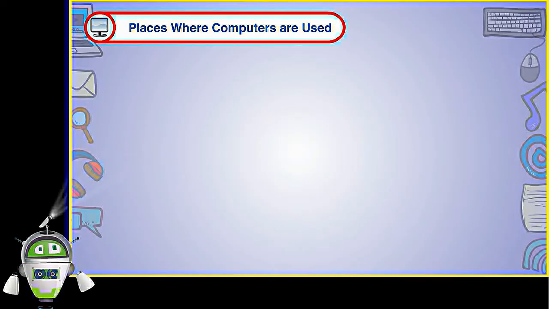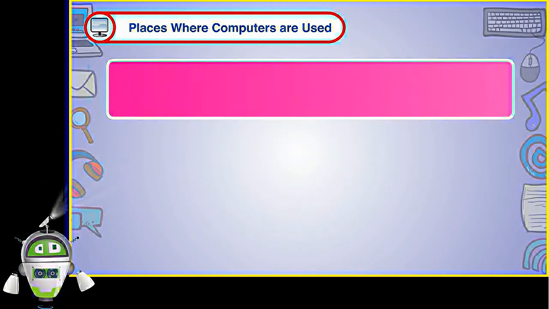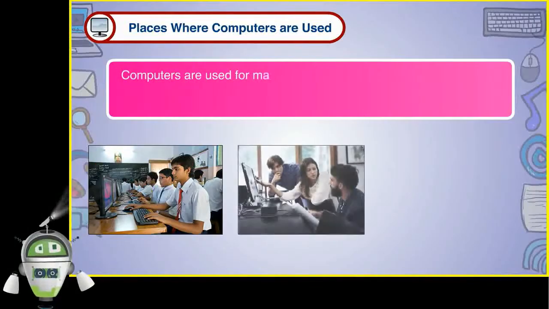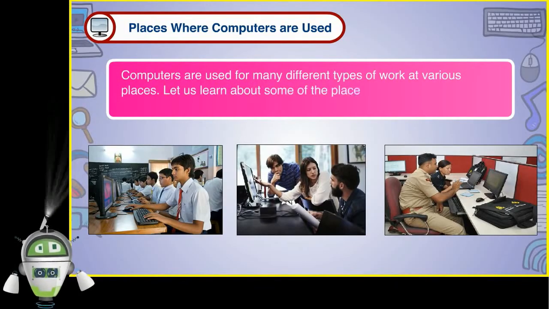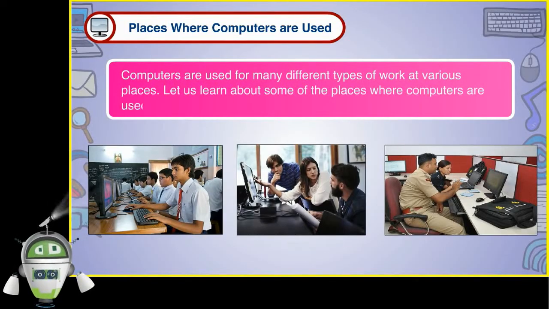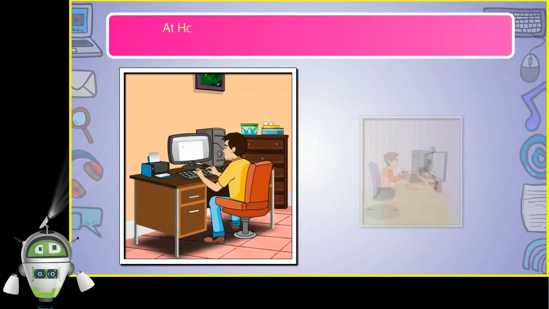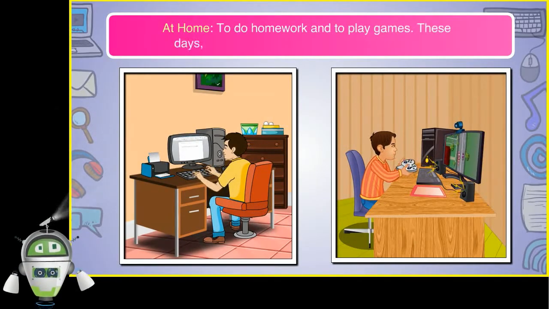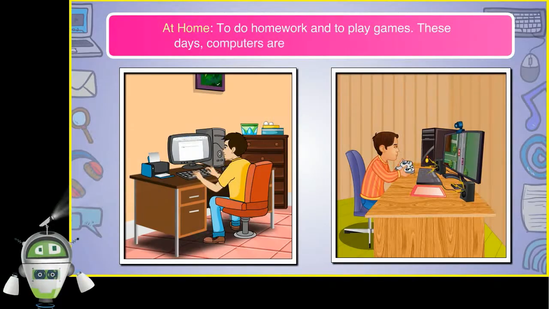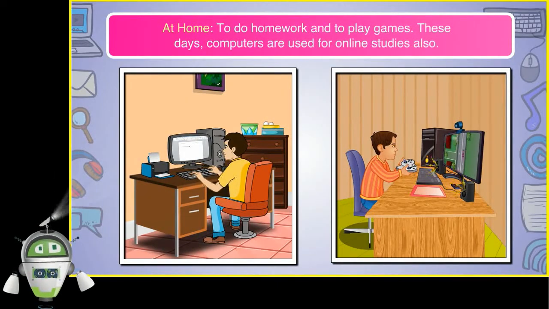Places where computers are used. Computers are used for many different types of work at various places. Let us learn about some of the places where computers are used. At home, to do homework and to play games. These days, computers are used for online studies also.